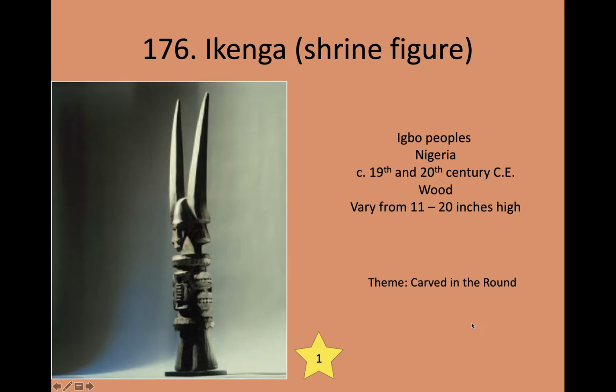This is also from Nigeria, but those are from the Igbo people. That G is silent. So it's E, like a hard E. G is silent. So the I is pronounced like an E, B-O, Igbo people of Nigeria. So again, we're returning to a piece that is made of wood. So this is from the 19th or 20th century. There are many, many, many of these, and they vary in height from about 11 inches to 20 inches.